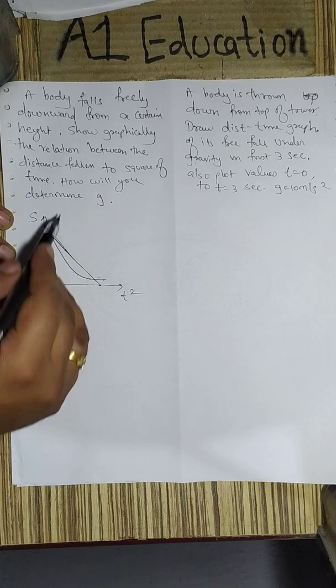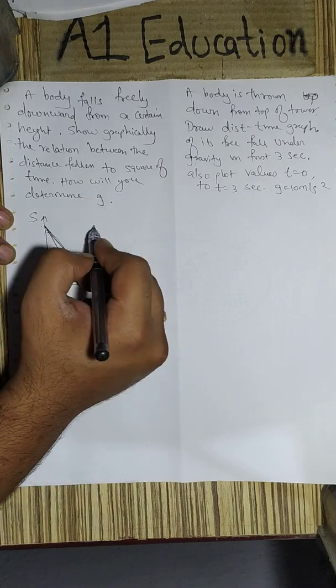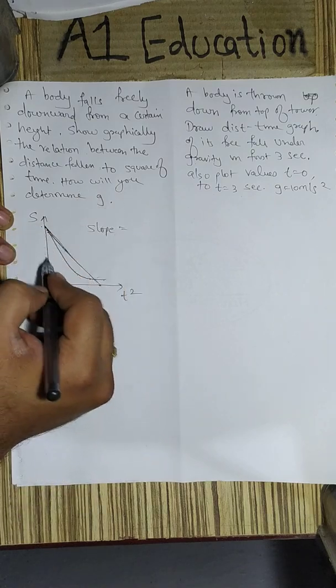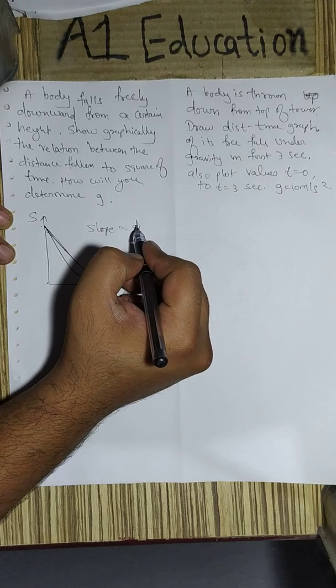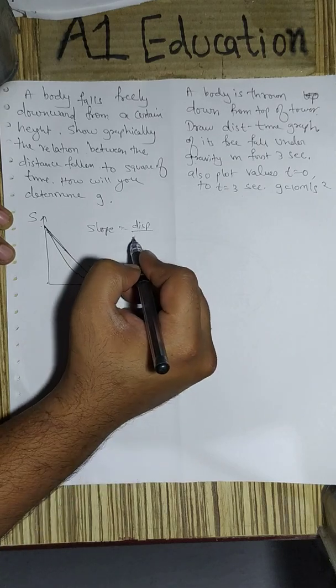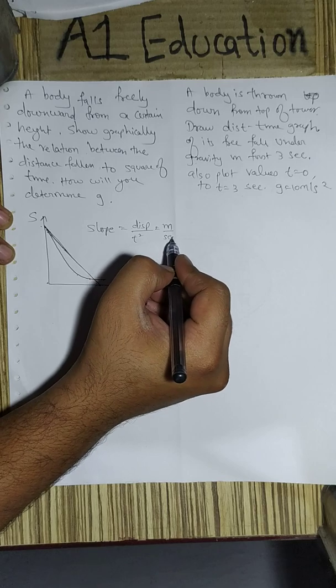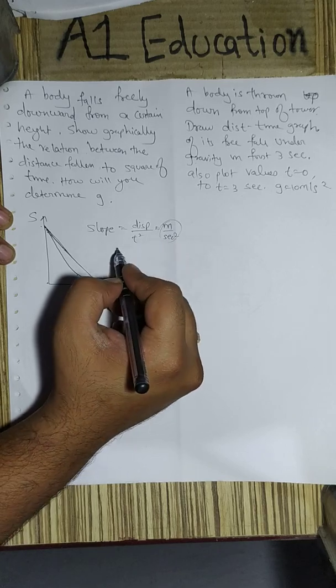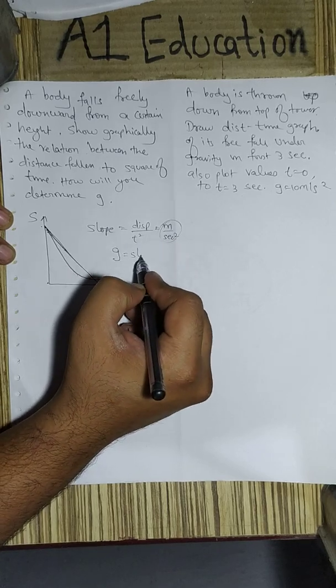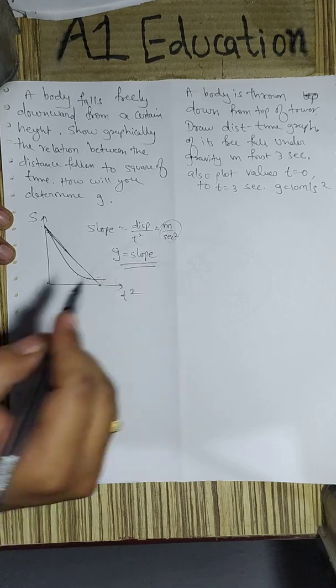So in both cases, now you want to determine g. Obviously, if you calculate the slope, the perpendicular will give you displacement and the base will give you time squared. Displacement is in meters, time squared is in seconds squared, so meter per second squared. Obviously you will obtain g by calculating the slope.